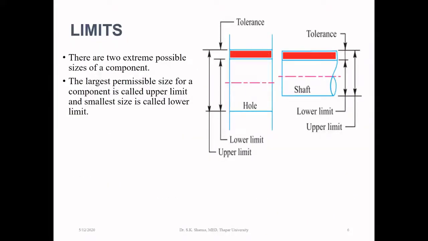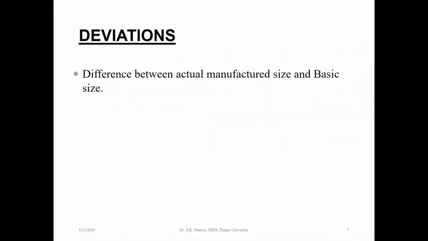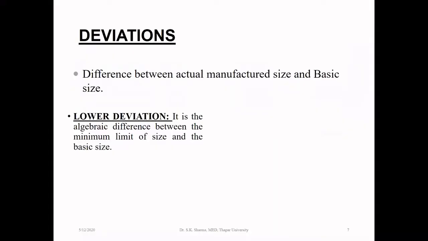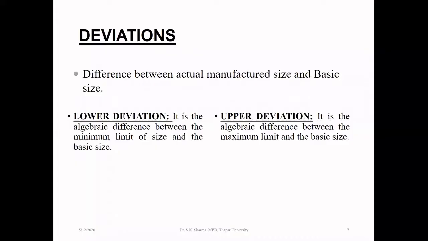So with that concept, we talked about the lower limit and the upper limit. These are the two extremes around the basic size within which the size is acceptable. The difference between the two limits is called the tolerance. Then we also talked about deviations. We understood that there are two types of deviations: lower deviation and upper deviation. Lower deviation is the difference between the basic size and the lower limit, and upper deviation is the difference between the upper limit and the basic size.